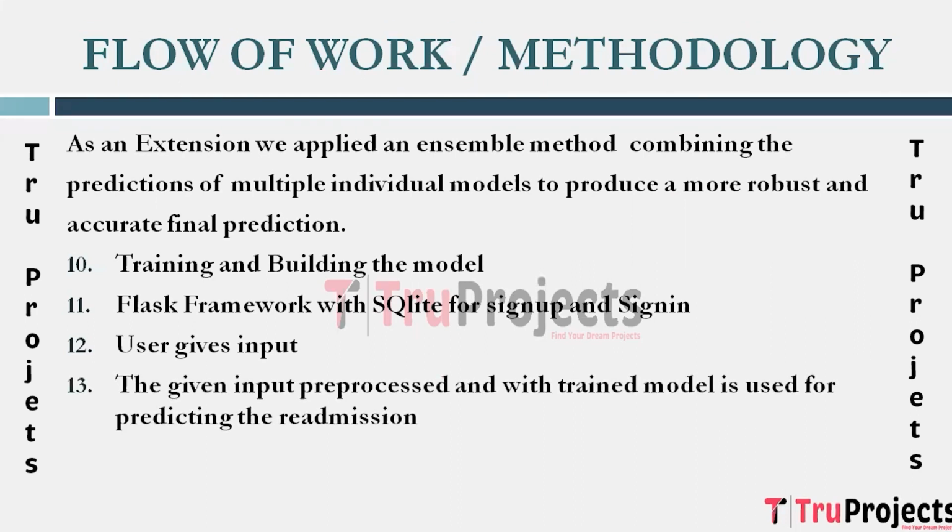The next module is pre-processing user input and model prediction. The user input is pre-processed using the same steps applied to the training data. The trained model is then used to predict the likelihood of ASD based on the provided input. The last module is final outcome, which is displayed. The model's prediction or classification outcome is displayed to the user, indicating the likelihood of ASD based on the input provided.